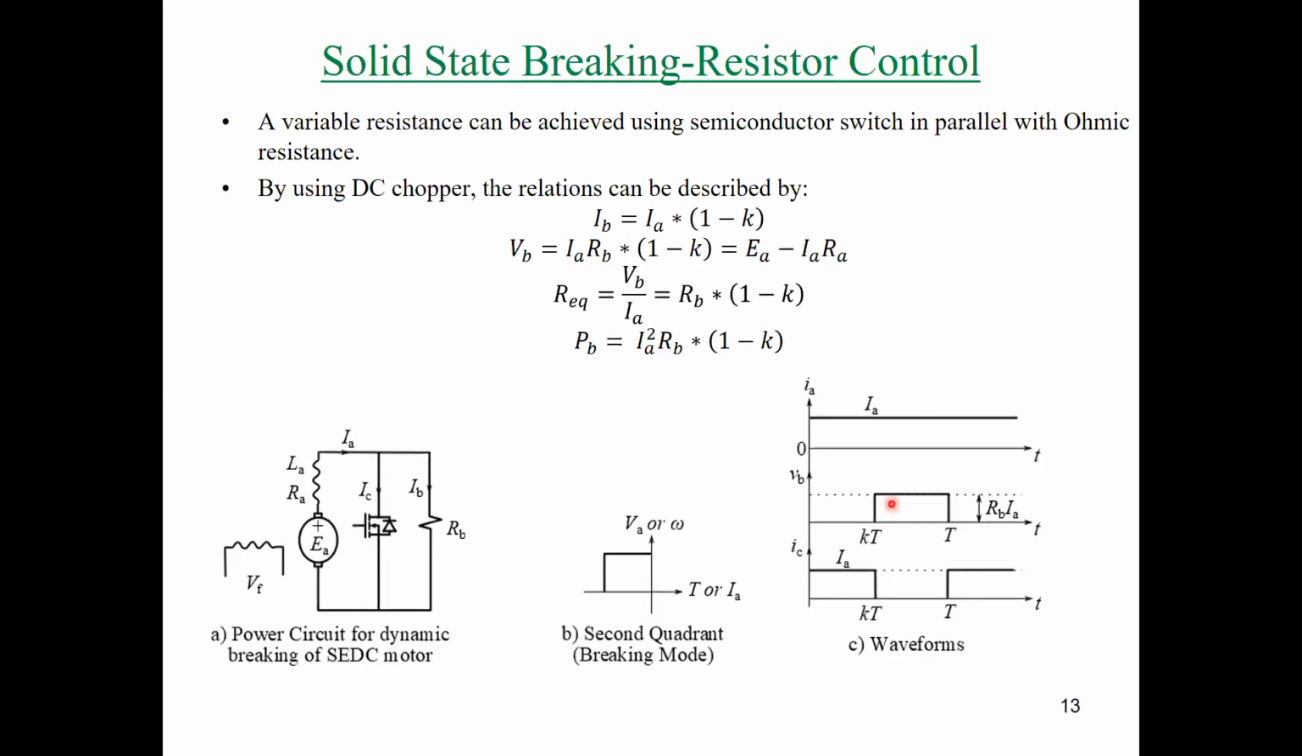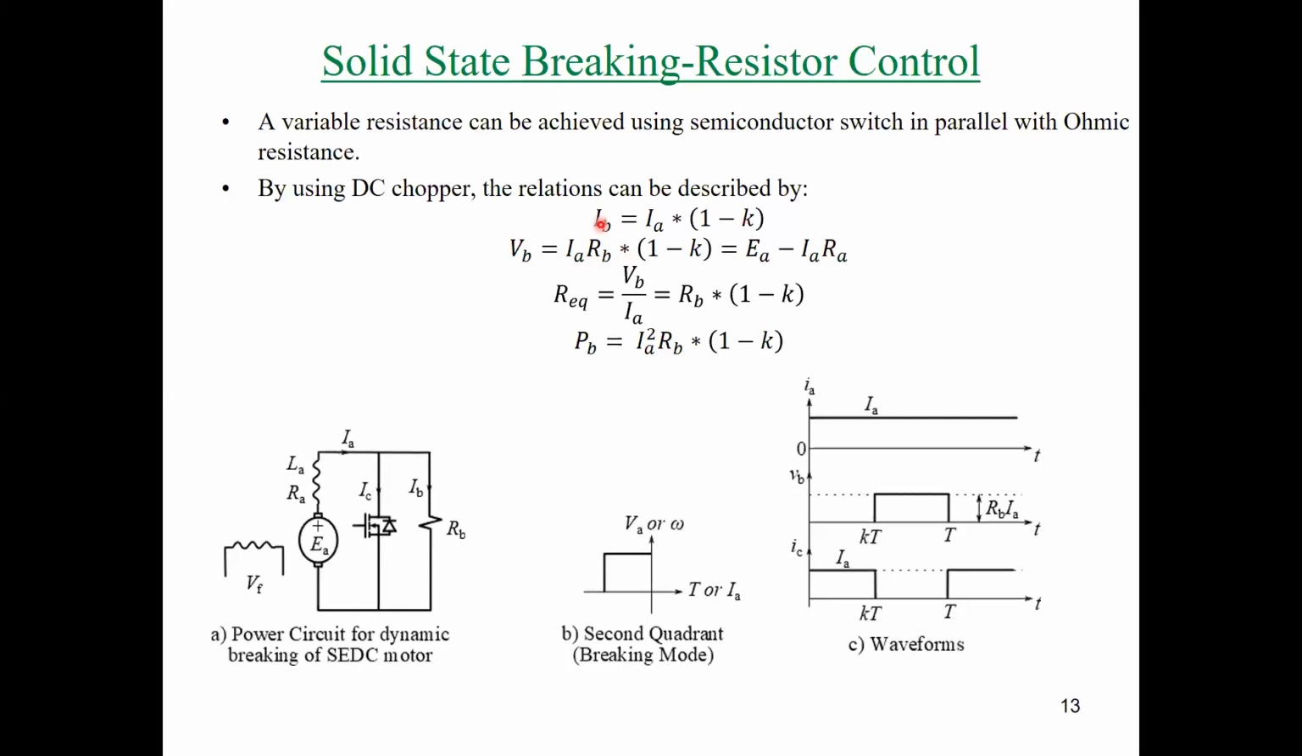So simply, we can say the braking current equals, as an average value, 1 minus K multiplied by the value of the armature current. So by controlling K now, we can control the value of the braking current. So simply, you can bring the resistance, and by controlling the duty cycle of this DC chopper, we can control the value of the braking resistance.